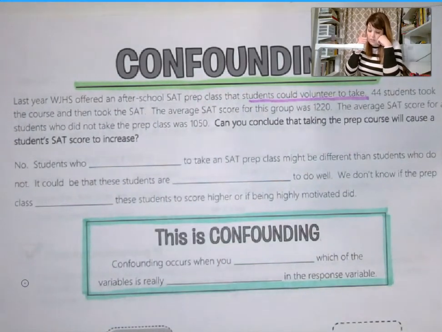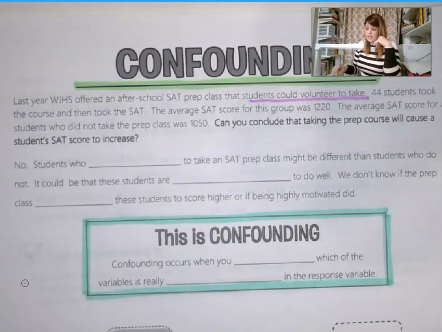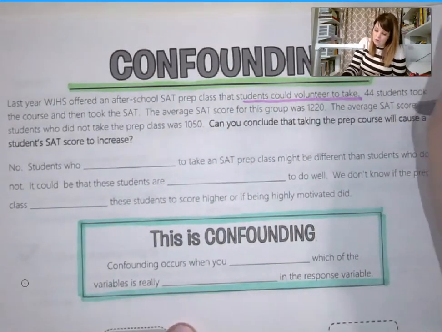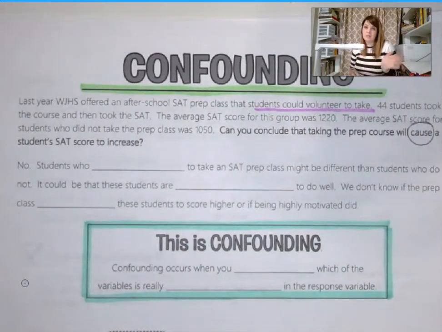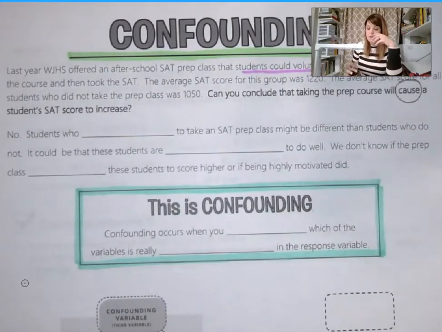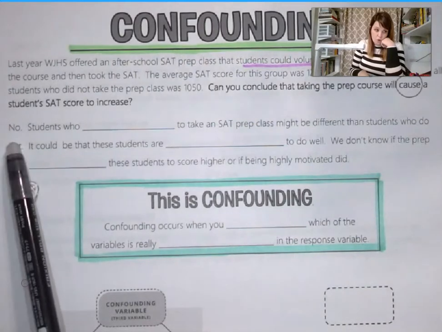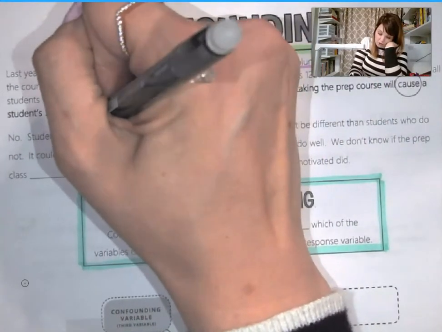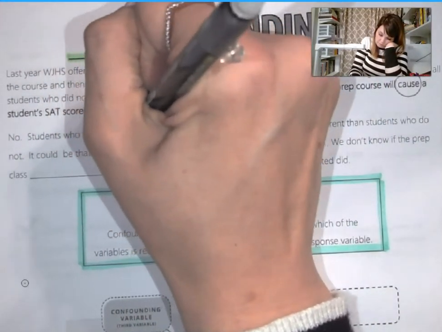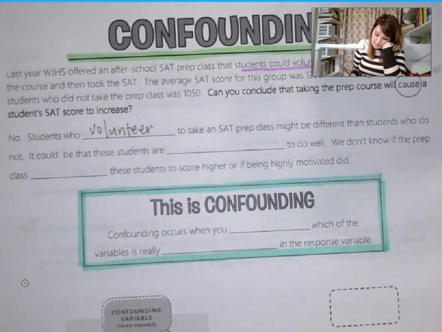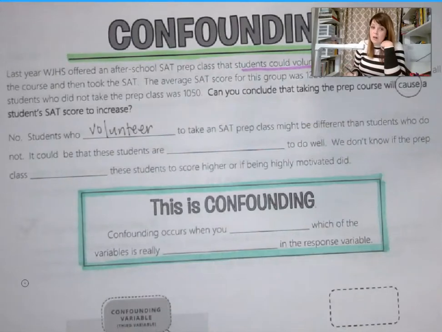Can you conclude that taking the prep course will cause a student's SAT score to increase? And hopefully we're all recognizing no. We cannot show causation, in the very least because this is an observational study. But the bigger reason is there's confounding here. So no, students who volunteer to take an SAT prep class might be different than students who do not.